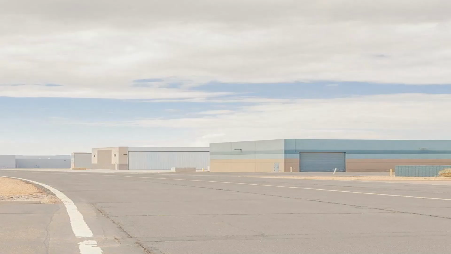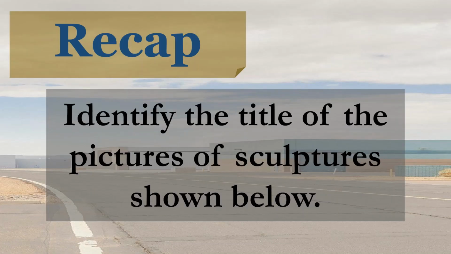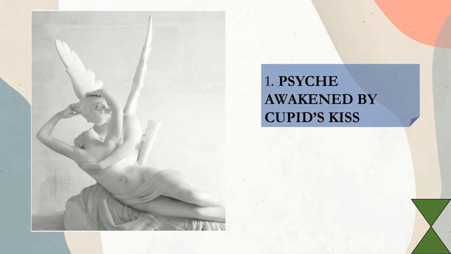Now, let's have a review on our previous lesson. So, in this recap, you have to identify the title of the pictures of sculptures shown in each slide. Number 1. What do you call this sculpture? Very good. This sculpture is called Psyche Awakened by Cupid's Kiss.